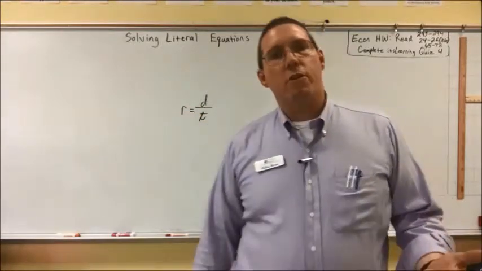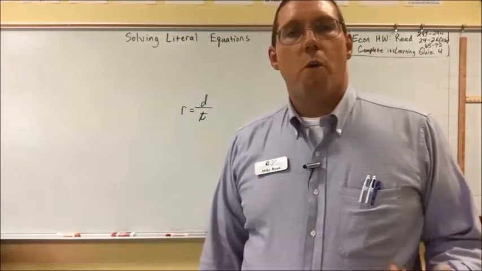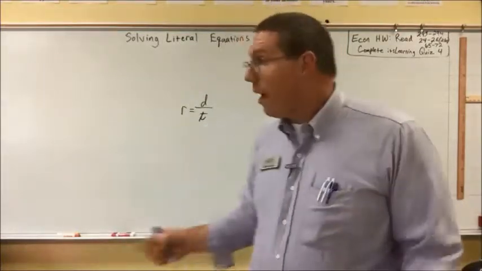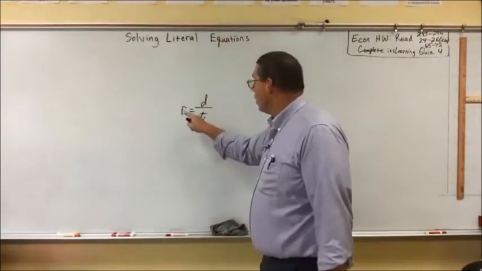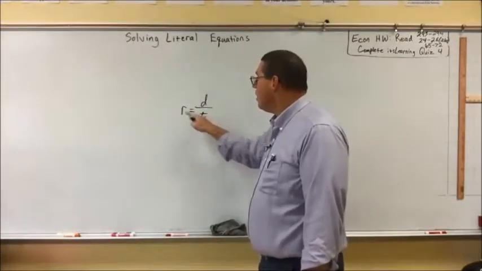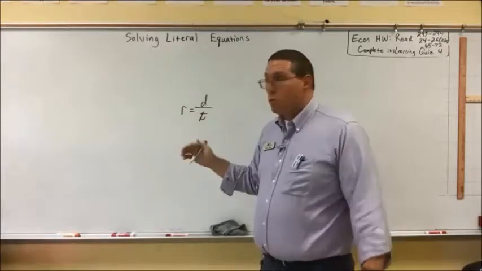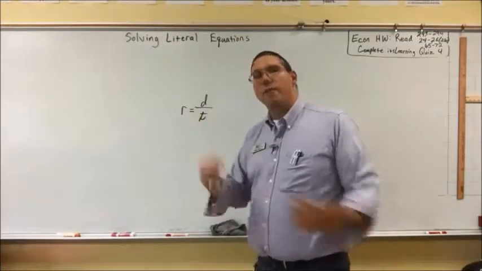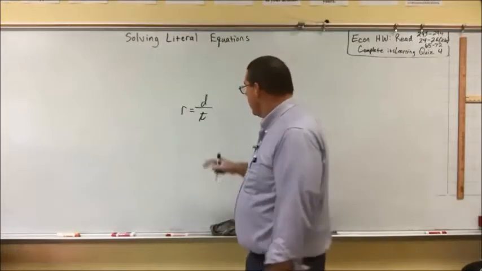But what if I said to you, solve for t? Solve for t in terms of d and r. All that means is, instead of it being r equals, we want it to be t equals. That's what we want it to be. So we want the t by itself, and we want the d and the r on the other side of the equation. Okay? So here's what I'm going to do.